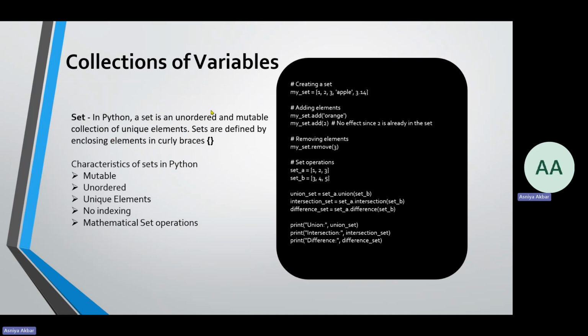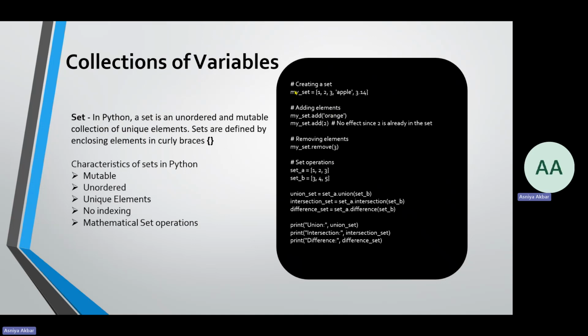Next up, we have a set. A set is another built-in data type that represents an unordered collection of unique elements. So this again is mutable. This is unordered. A set does not maintain the order of elements. Unlike lists or tuples, it has unique elements, meaning that it does not allow duplication. It has no indexing, but sets in Python support various mathematical set operations such as union, intersection, difference, symmetric difference, etc. And all of this can be applied using different methods.